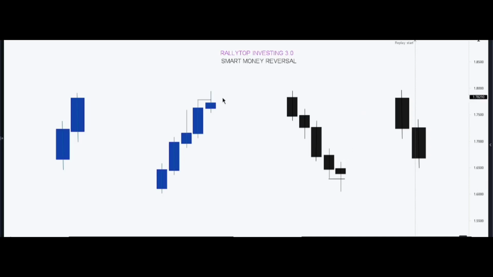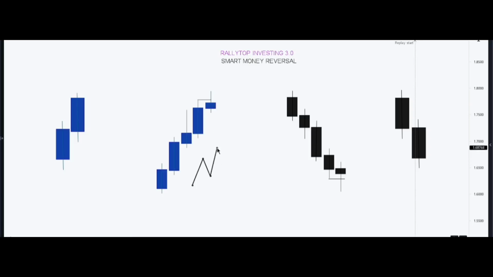Once you find this pattern, this one or this one, on your daily time frame, what you need to do is to scale down to your 15M. In the case of a bullish structure, scale down to the 15M. Let's assume that this is the high, this high here that is taken out.